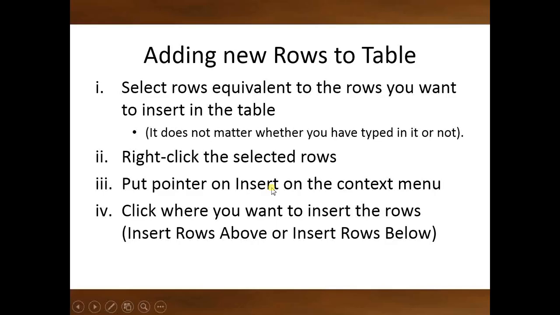Let us look at how we add new rows to a table. That is, after creating our table, we notice that we've filled all the rows, and now we need additional rows. Let's say we are entering students lists, and then we created a table with 20 rows, and now we need additional, let's say, 5 rows. How do we go about it?